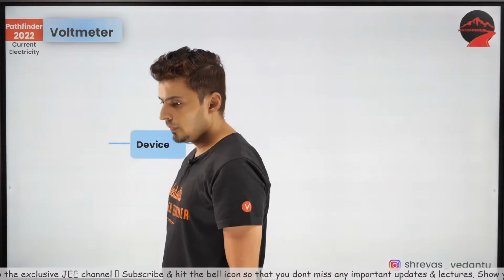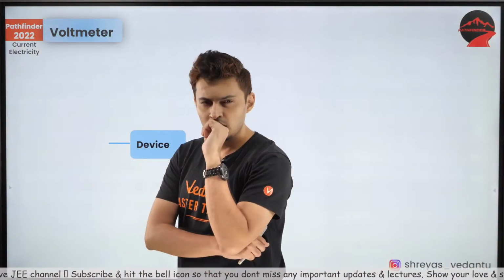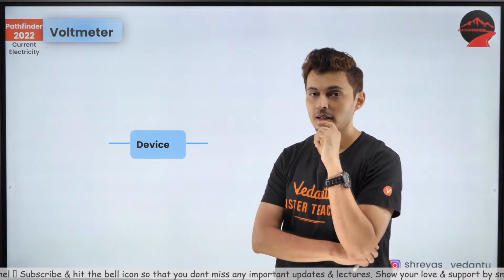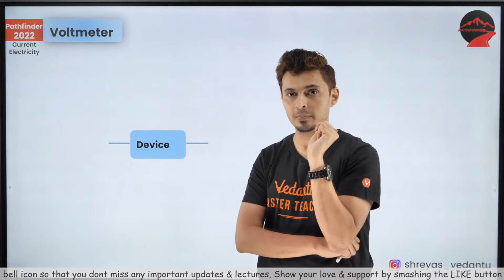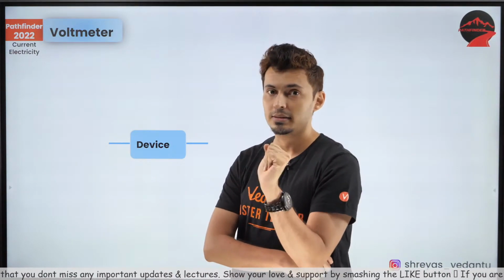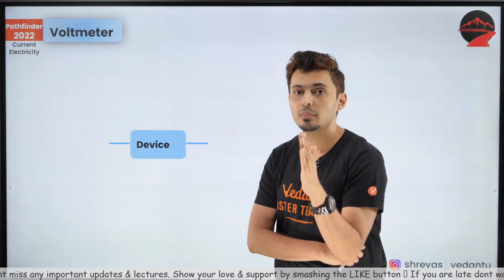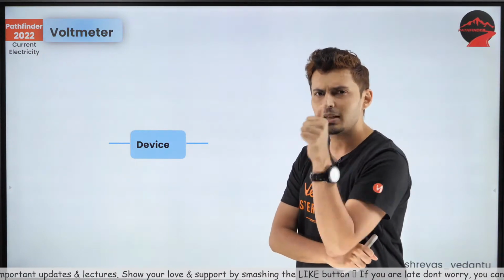Now let's talk about how exactly a voltmeter works. At the end of the day, a voltmeter is nothing but an ammeter. Keep that in mind. It's a galvanometer, nothing else. So a voltmeter is nothing but a galvanometer, but slightly modified.